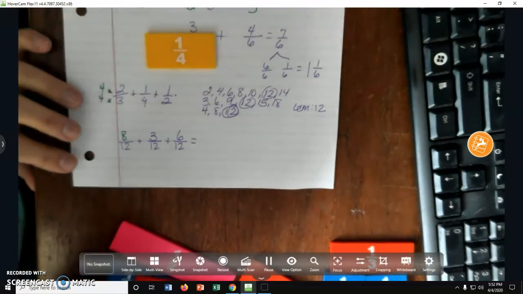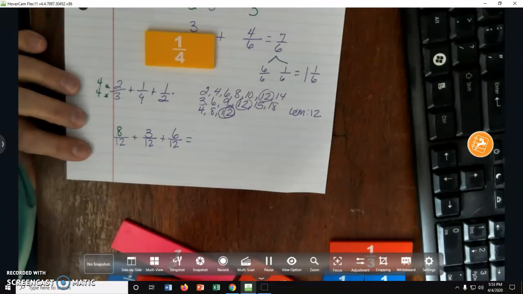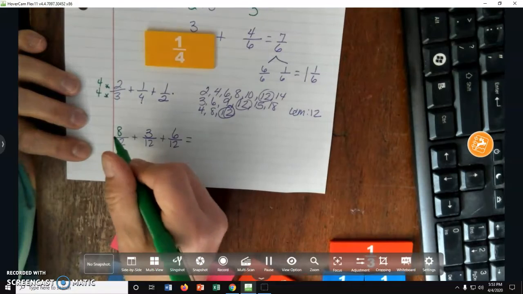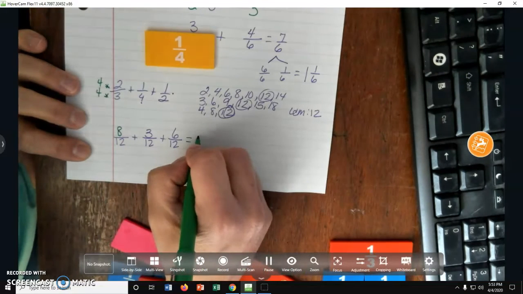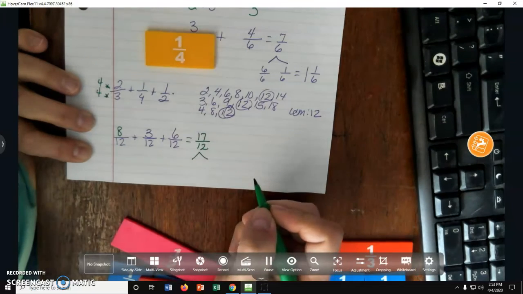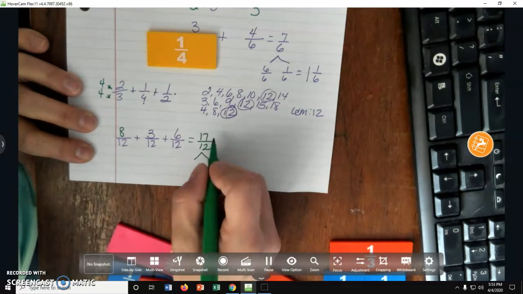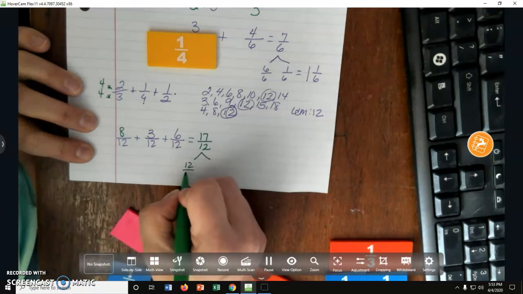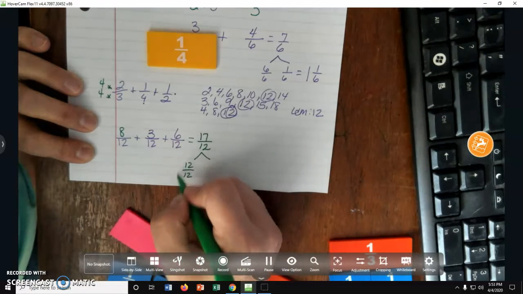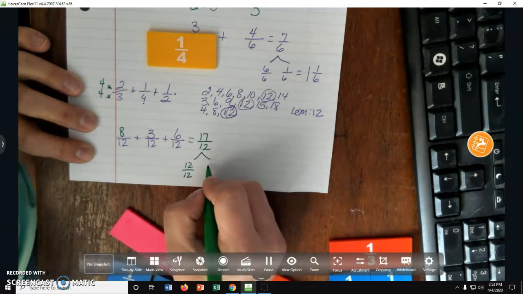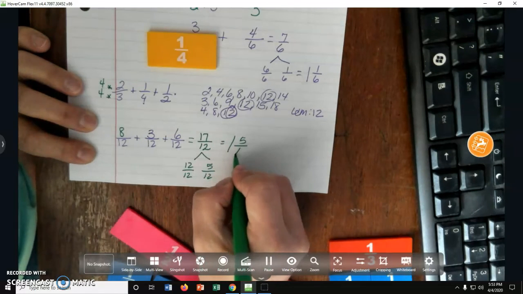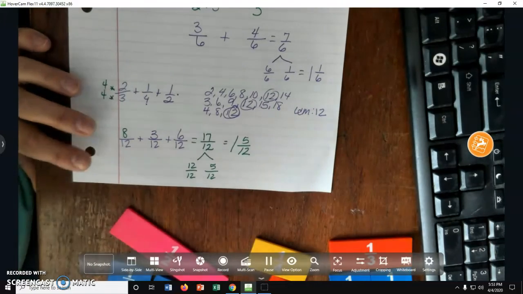So now my denominators are all the same. That is awesome. We can take 6 plus 3 is 9, and 9 plus 8 is 17. So we end up with 17/12. That is an improper fraction, and we don't want to leave it like that, so let's break this apart. This 12/12 is my 1 whole. I had 17 of them and I used 12, so how many are left? 5/12 are left. So this is the same as 1 whole and 5/12.